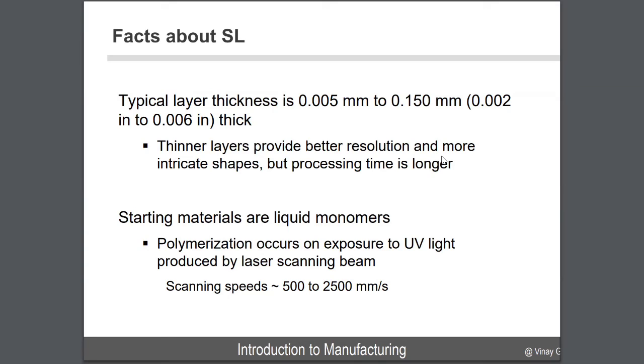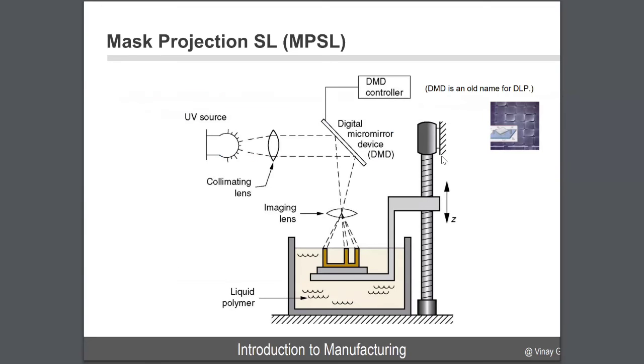Now, that scanning speed that you're looking at here is fairly quick. You're looking at 500 millimeters per second. And you saw that in the video that we just discussed. Now, there are approaches to be able to apply masking, and the masking is provided by the DMD controller.